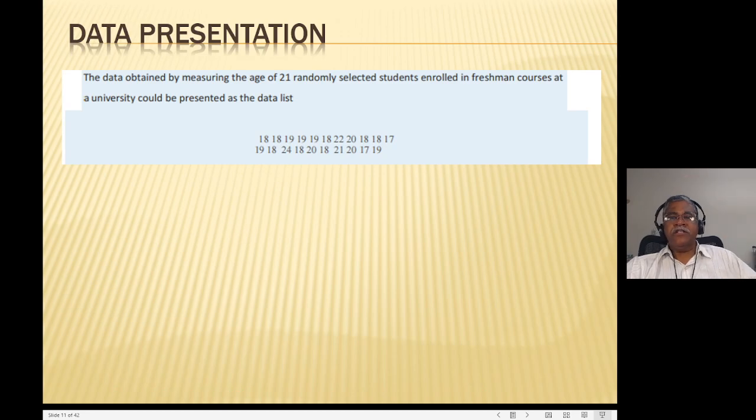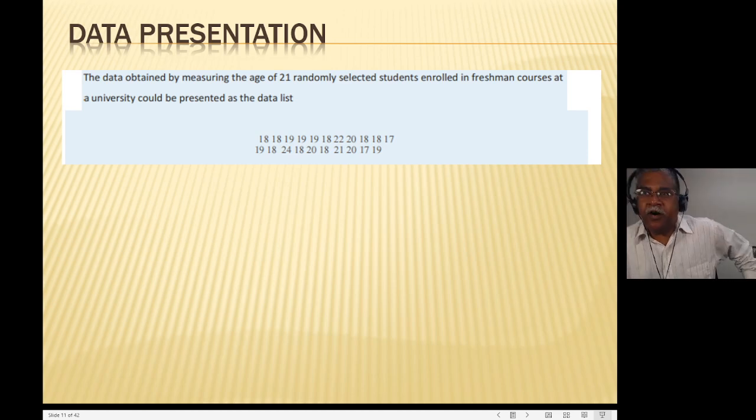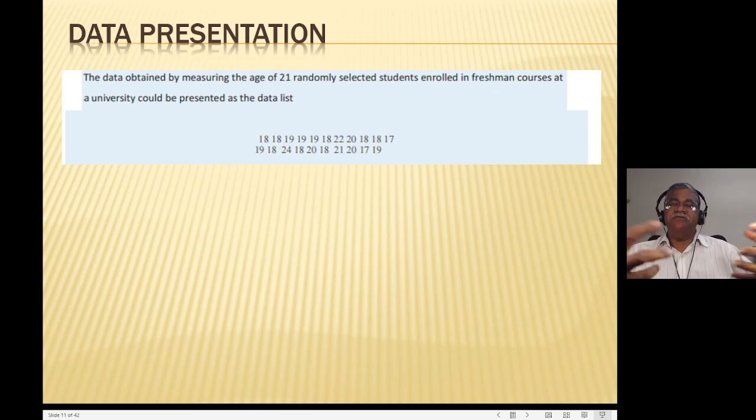All right, now let's begin with how one represents the data. Now this is data, right? And the point about converting it into descriptive statistics is that it will give us a snapshot view of the data. Now this is not easy, right?